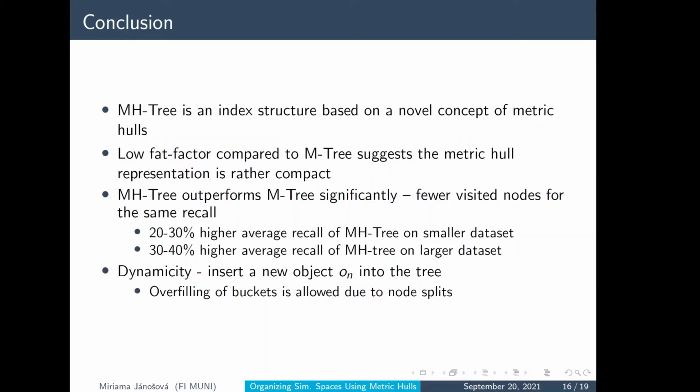Lastly, in the paper, we also outlined how an insertion of a new object into the tree would unfold. Note that we allow overfilling of the buckets since fuller nodes are advantageous in the case of splits.